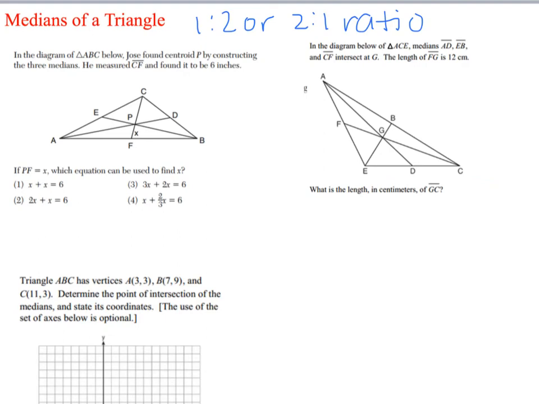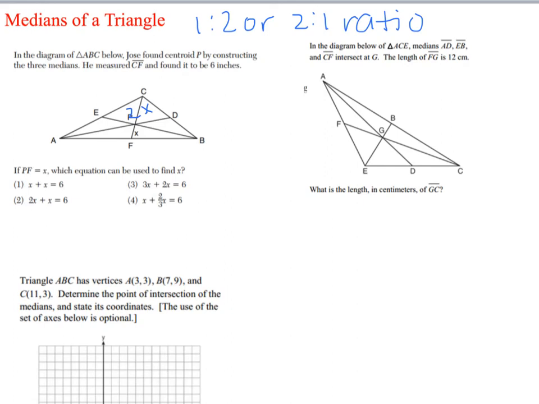Okay, for the top two problems here, all of the medians of these triangles are drawn, which go from a vertex to the midpoint of the opposite side. As you can see at the top of this page, the medians of a triangle are cut into a 1:2 or a 2:1 ratio, depending on the side you're looking at. For instance, in the first one, PF is x. If you look at that whole median CF, PF is clearly the smaller part, so the other one's got to be double it, which is 2x.